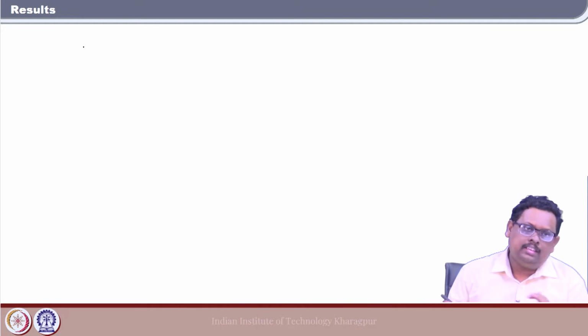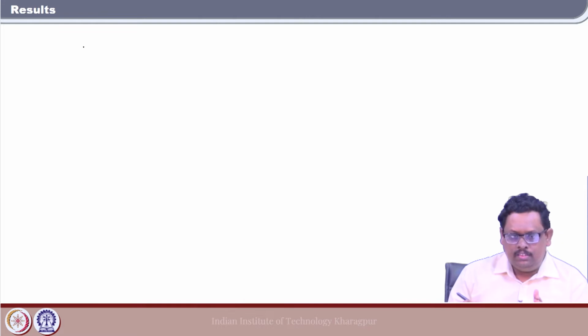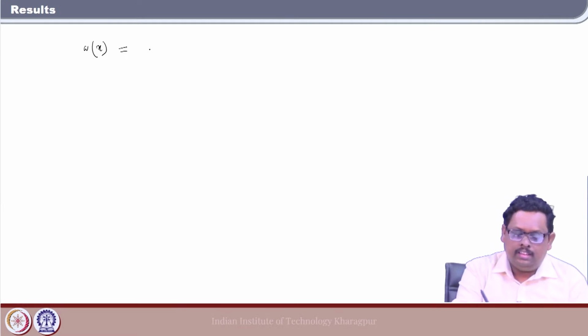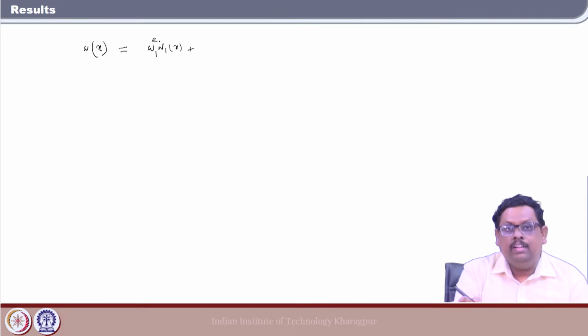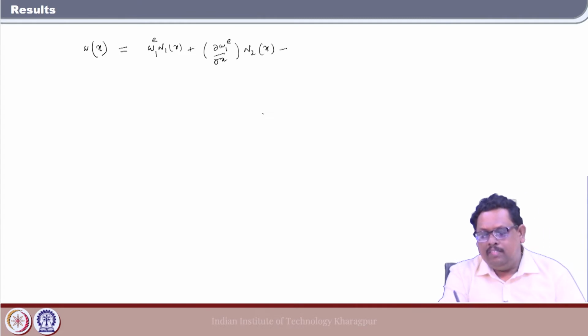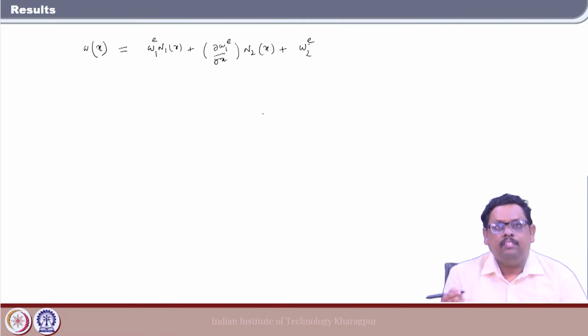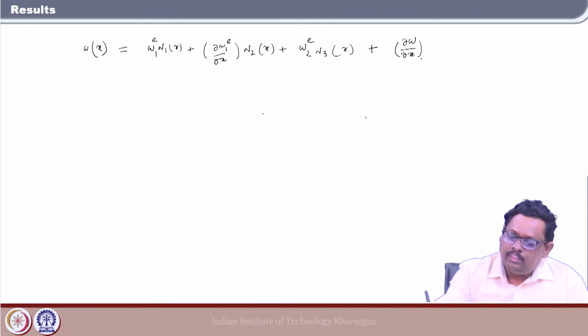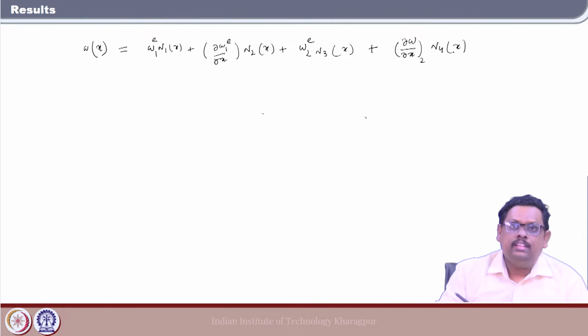If you remember in the last class, we defined the shape functions N1, N2, N3 and N4, and then we write our global displacement W(x) in terms of the shape functions. So W1 into N1(x), and then plus, of course for the element E, let us not forget the element E, del W^E by del x into N2(x), plus again, for the second element, W2^E into N3(x), and then plus del W by del x for the second node into N4(x). This is how we wrote the displacement.